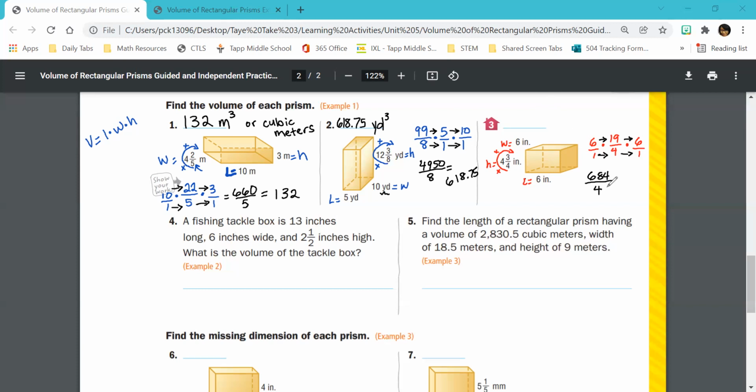Now we can pop into our calculator. 684 divided by 4 is 171. So notice these are inches. So our final answer is 171 cubic inches.